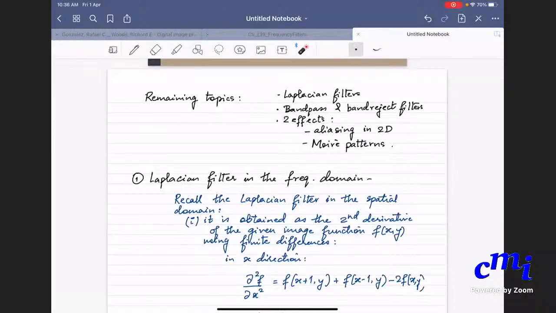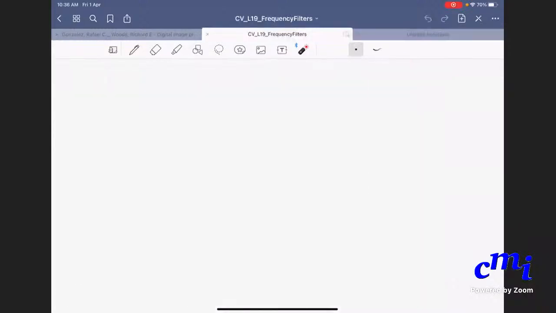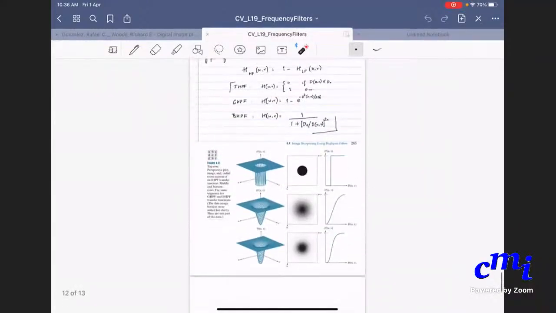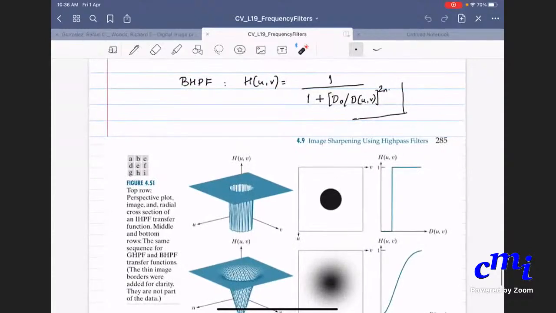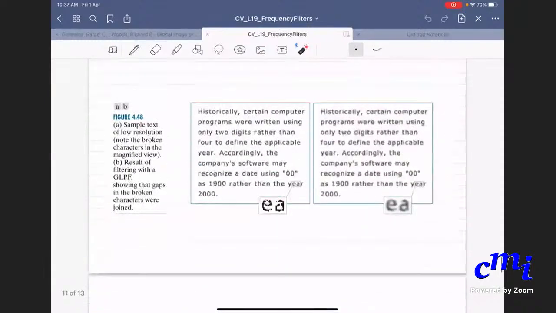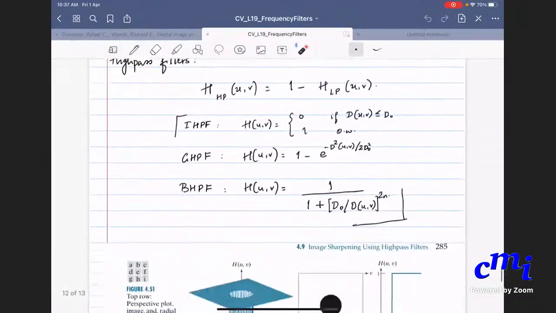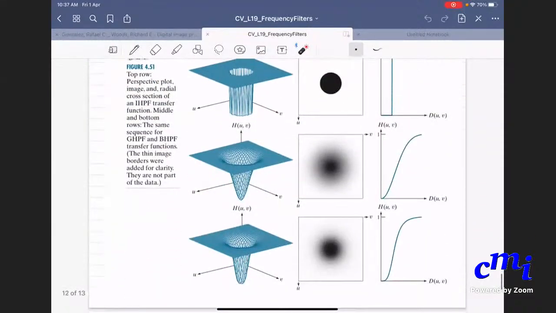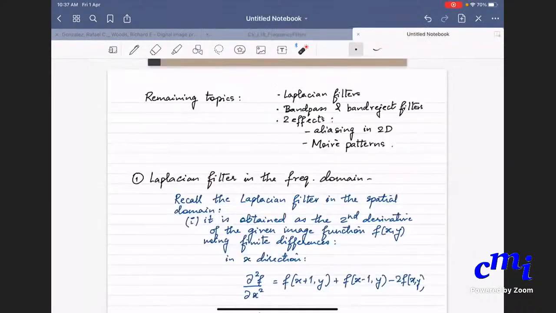We saw some of these things in detail in the previous lecture, where we looked at low pass and high pass filters, okay? Band pass and band reject filters are combinations of low pass and high pass filters. So I will just show you the perspective plots of those filters and show you what they can do, okay?